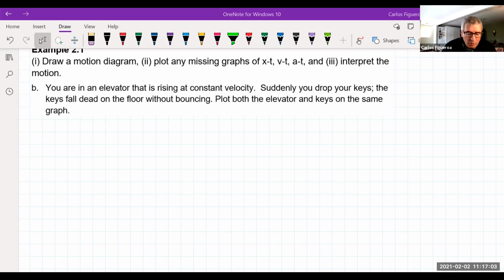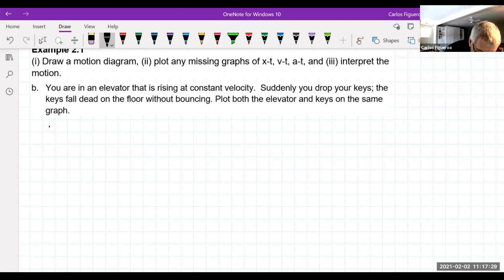Okay, so remember, we want to draw a motion diagram. Then we want to plot position, velocity, and acceleration. Okay, so here we go. So the first thing that I want to pay attention to here is that, let's read this. You are in an elevator that is rising at constant velocity. Okay, so what do I mean by that?